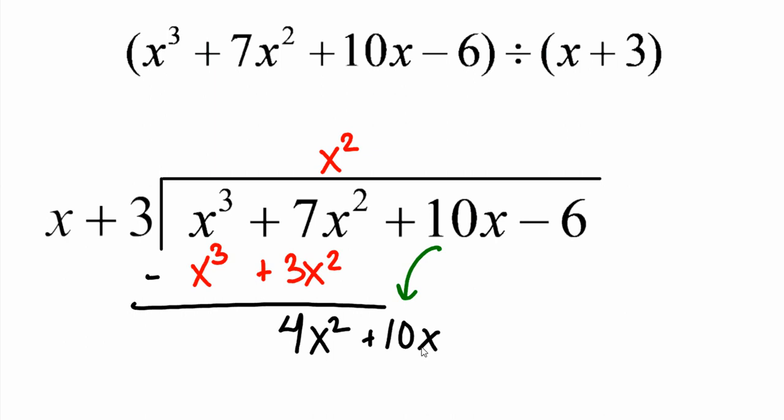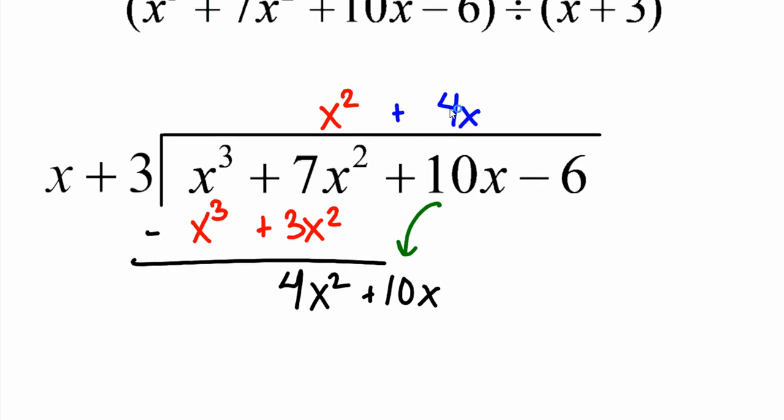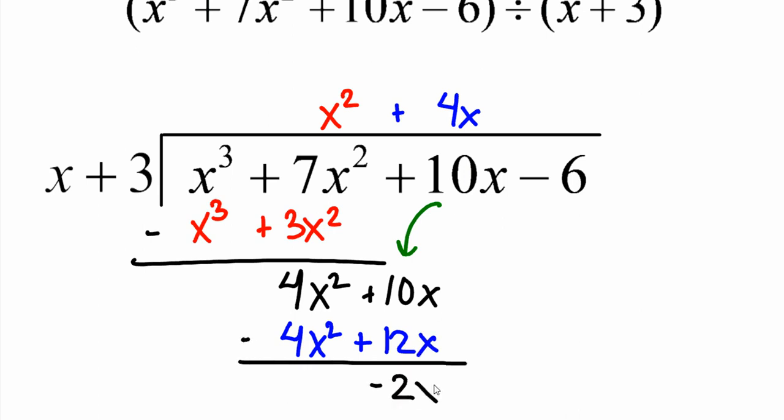Then I just repeat. I ask myself, what do I need to multiply x by to get to 4x squared? How many times does x go into 4x squared? However you want to phrase it, it needs a 4 and it needs an x. Then I multiply. 4 times x will make 4x squared. I chose appropriately, those will cancel out. 4 times 3 is 12x. Subtract. I'm left with what? A minus 2x. Bring down the minus 6.